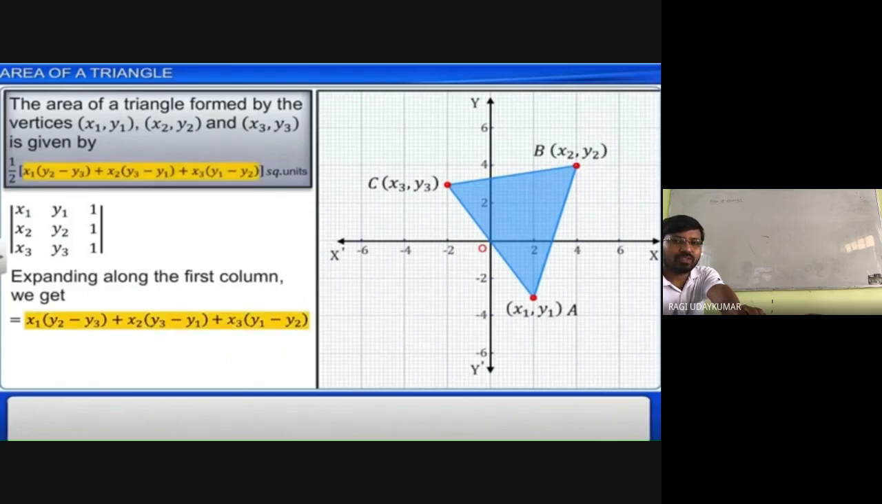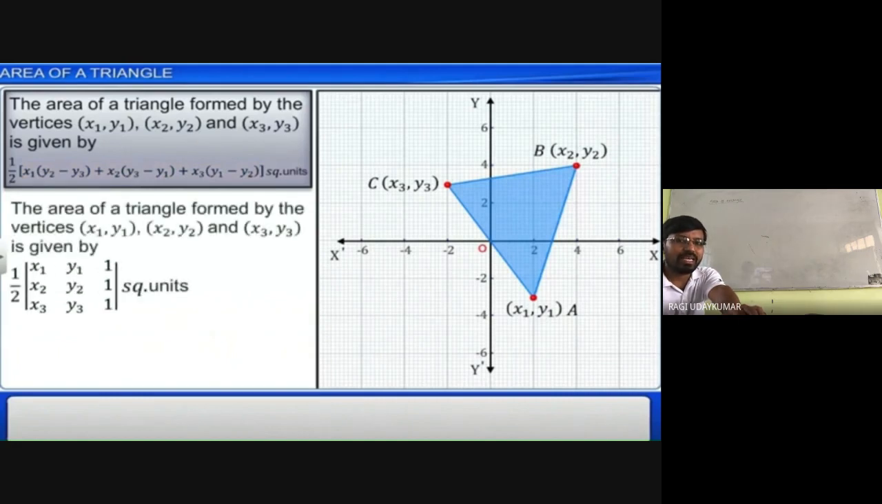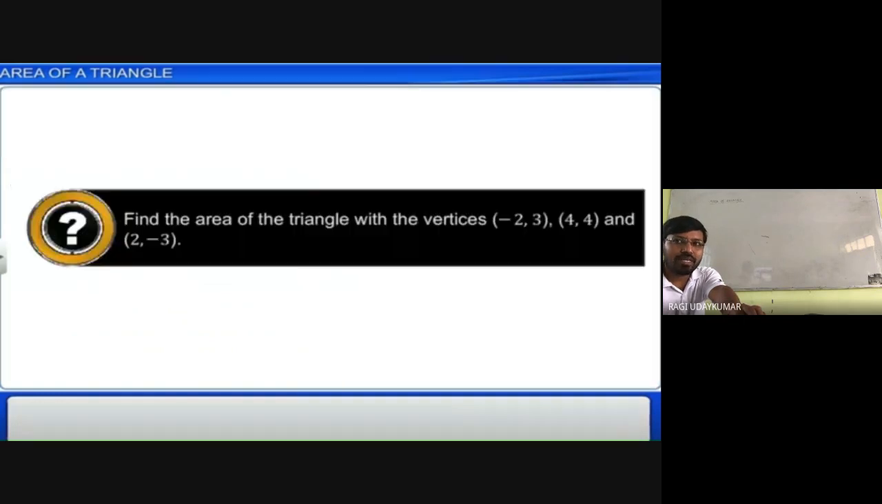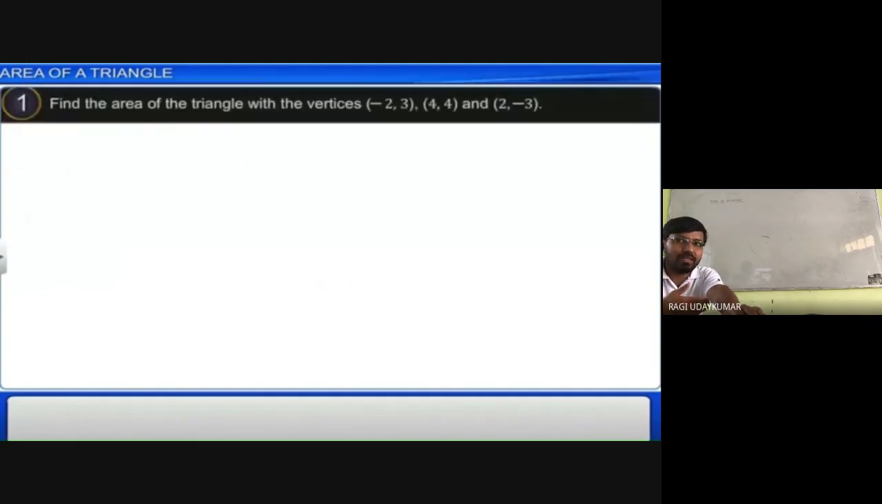So this is a determinant. Whatever is shown to you there and here are both the same, but here we take half. So to find the area of the triangle using the determinant, you take half of the determinant of the matrix obtained by taking the x coordinates as the first column, y coordinates as the second column and 1 as the third column. Let us see one problem here: minus 2 comma 3, 4 comma 4, 2 comma minus 3. All the x coordinates should be taken in one order as the first column. Half into the determinant of the matrix obtained.